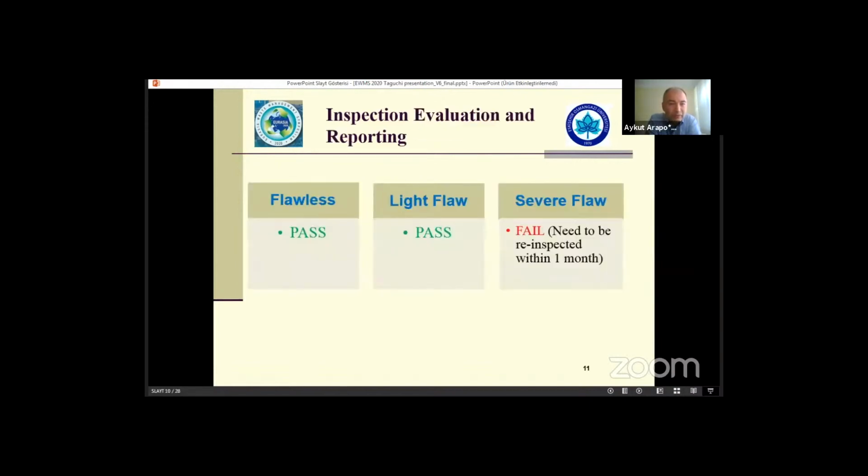After the inspection is completed, a report is issued. If there are no flaws, light flaws, or minor flaws, it's passed. The car is passed okay. If there are several flaws, then you need to re-inspect within a month.